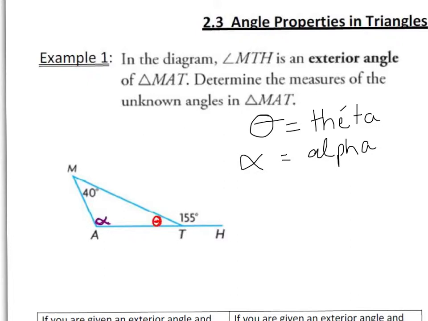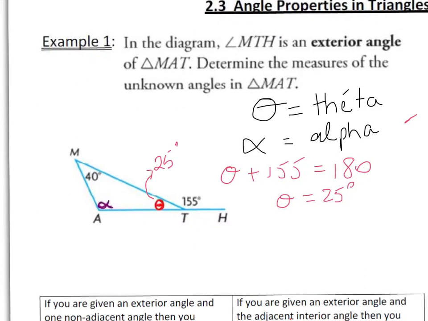Okay, so let's look over here at this line right here. We know that this whole line is 180 degrees, right? So we know that theta plus 155 equals 180. Therefore theta has to equal 25 degrees.